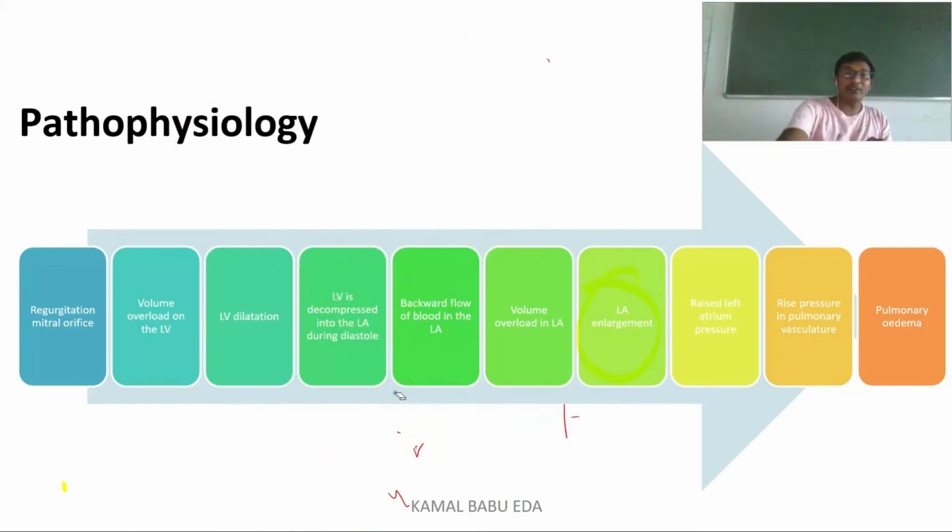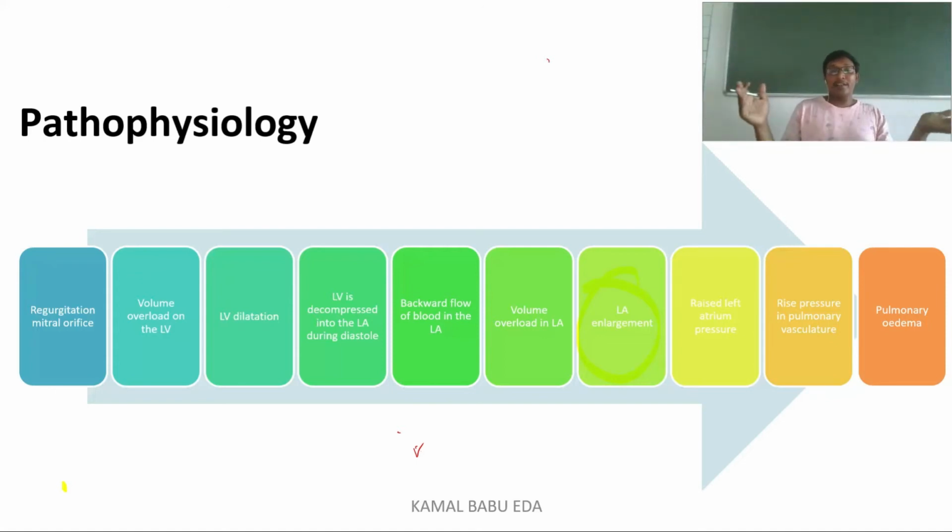If you come to the pathology, it is very simple and very easy. When the regurgitation is occurring in the mitral valve, due to the different types of causes, there will be overload in the left ventricle. So you will observe left ventricle dilatation. This decompressed left ventricle is going into the left atrium during the diastole. So automatically there will be backflow, meaning the blood from the left ventricle, instead of going into the systemic circulation, is going into the left atrium.